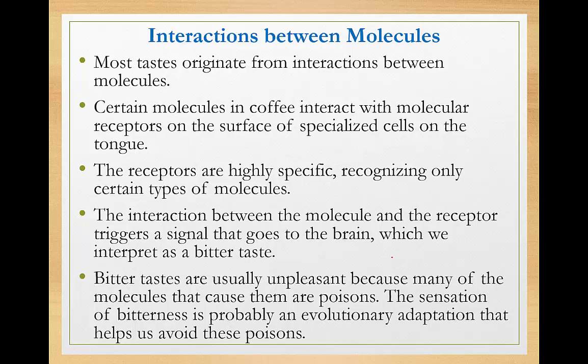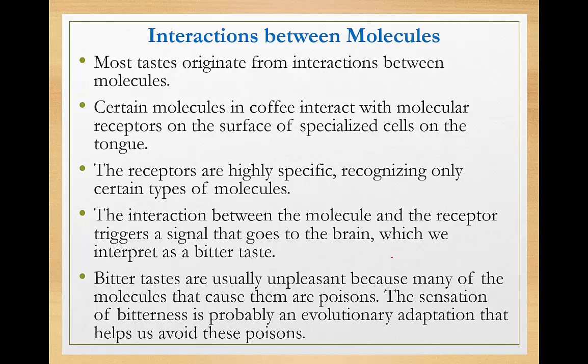So taste is originating from interactions between molecules. You have to have specialized cells on the tongue to do this. These receptors are going to only react with certain types of molecules. So they're very specific to those types of molecules. And when there's an interaction, that triggers a signal to your brain. And your brain interprets that as a flavor, such as in the case of caffeine, bitter.